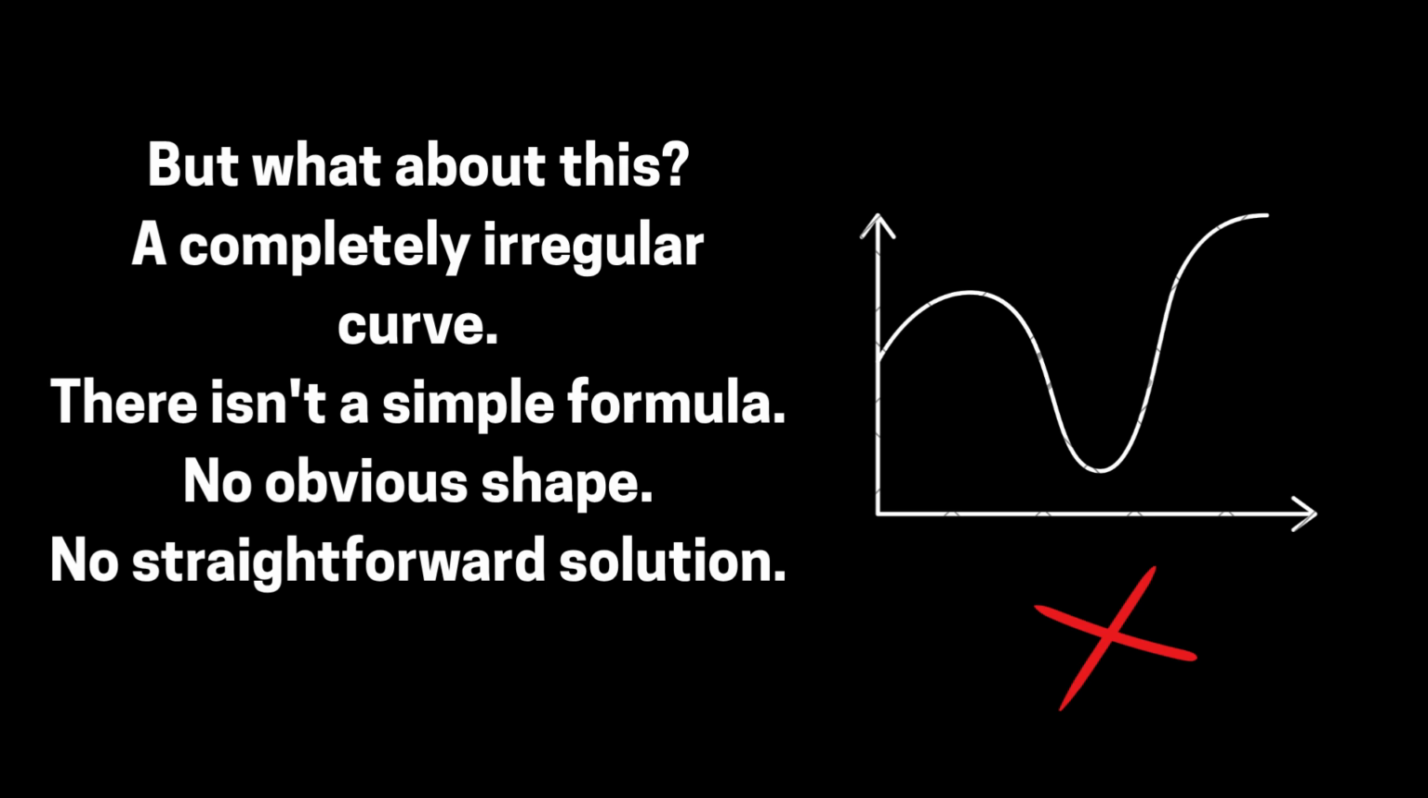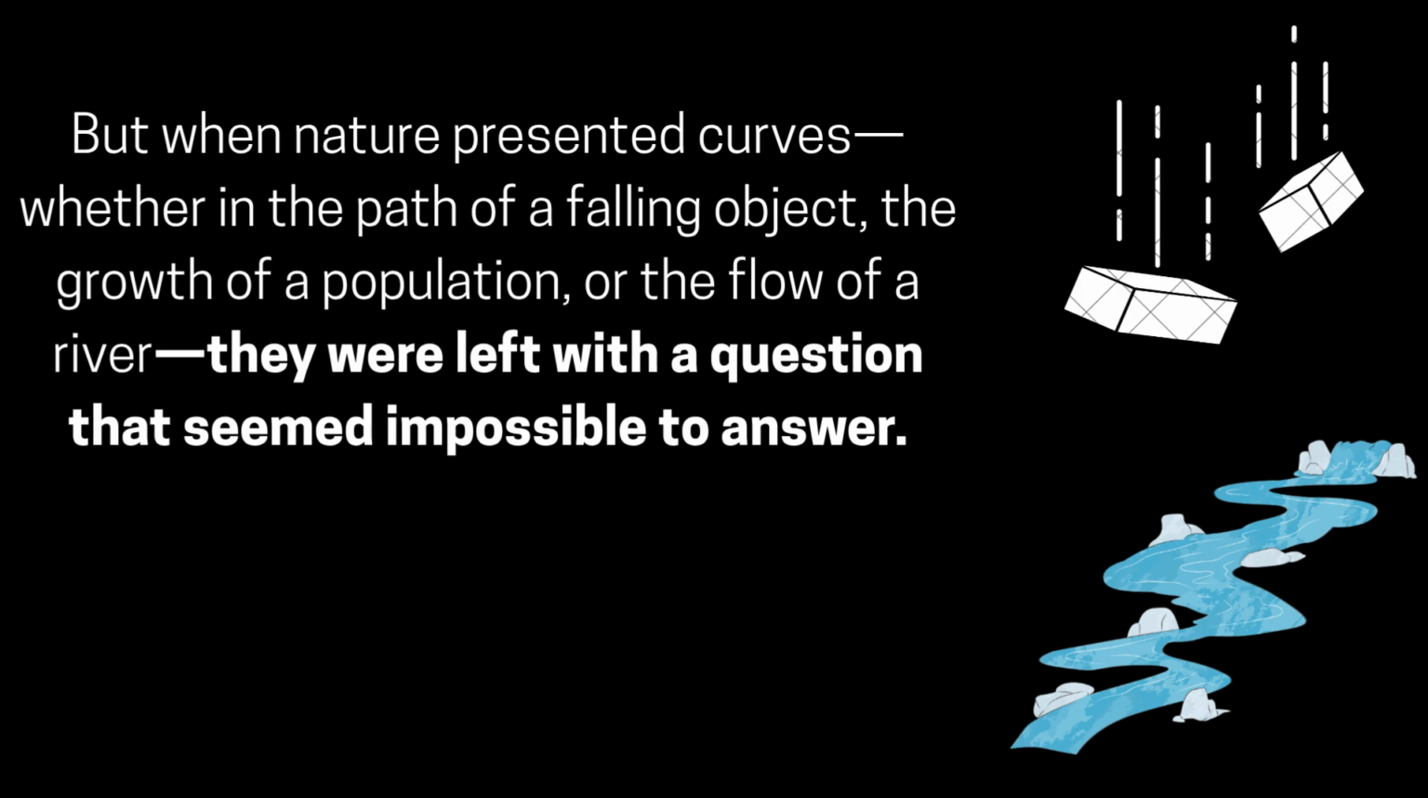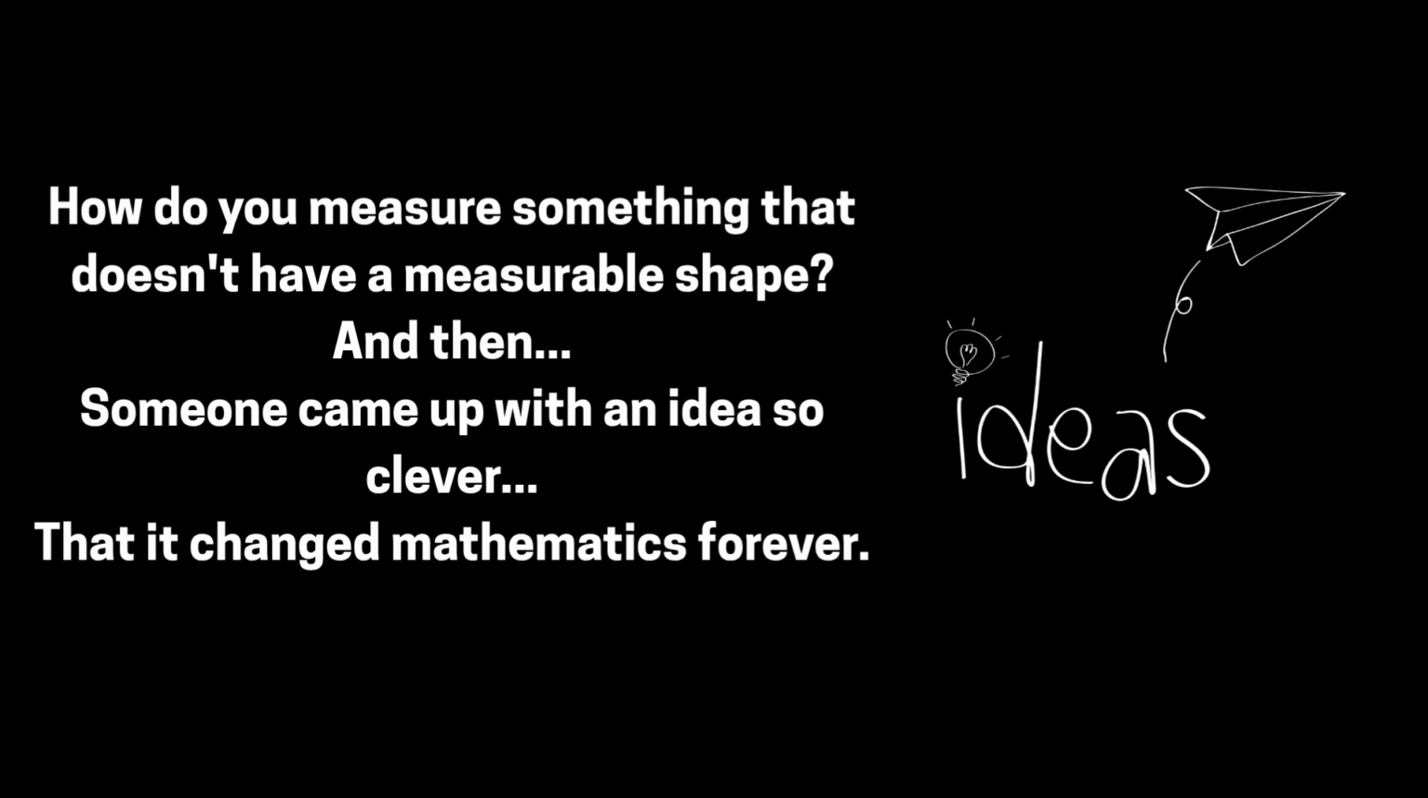A completely irregular curve. There isn't a simple formula. No obvious shape. No straightforward solution. For centuries, mathematicians faced this exact problem. They knew how to measure regular shapes. But when nature presented curves, whether in the path of a falling object, the growth of a population, or the flow of a river, they were left with a question that seemed impossible to answer. How do you measure something that doesn't have a measurable shape?